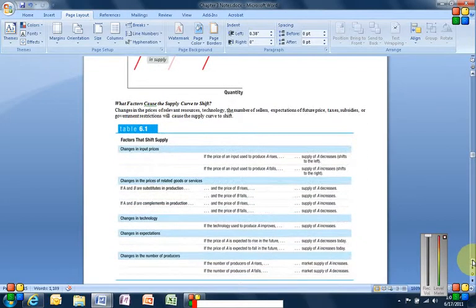So those are some examples from prices of relevant resources. What about technology? If technology improves, supply is going to increase and the supply curve is going to shift to the right.